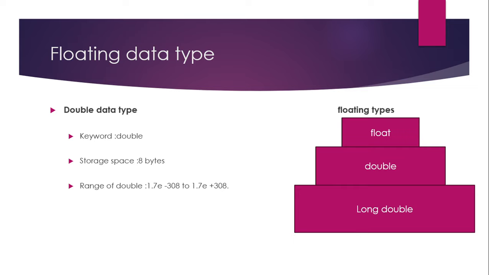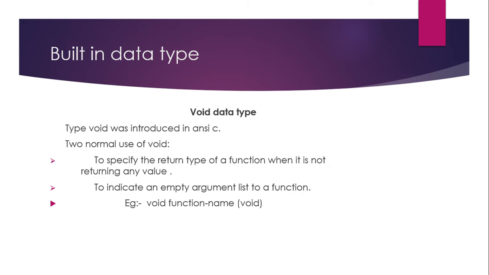Floating point is not like integers, it has a decimal point. The storage space is 4 bytes and the range is below. In floating data types we have the double. Double is a long type, and it has many decimal values, more than 2-3 decimal values we can use as a double data type. Its storage space is 8 bytes. Then the built-in data type void. Why is void used? It specifies the return type of a function when it is not returning any value, that is a null value. Functions with an empty argument list can be declared as void.